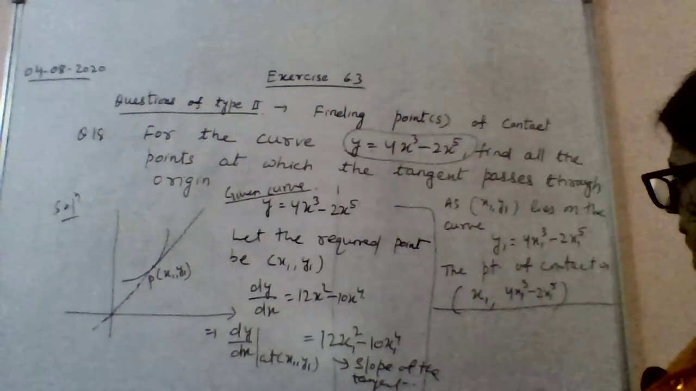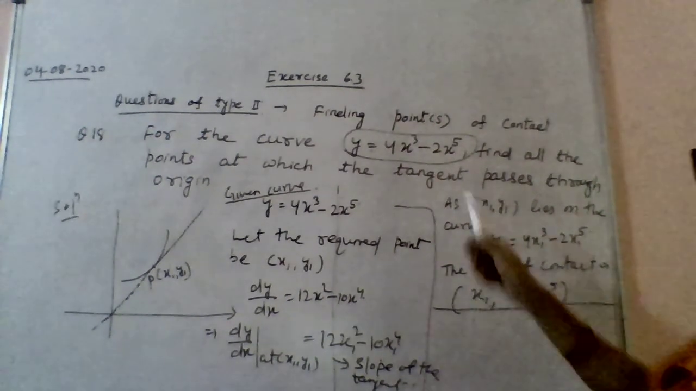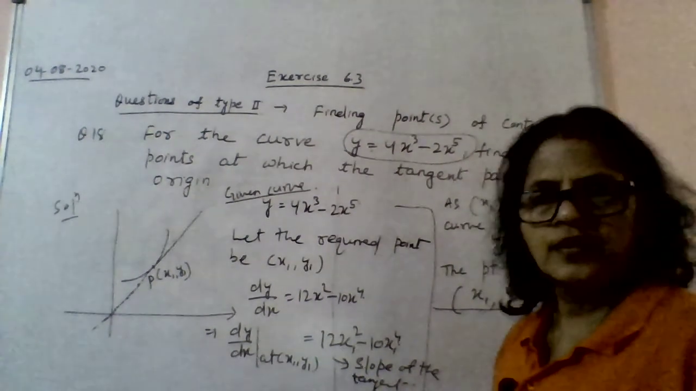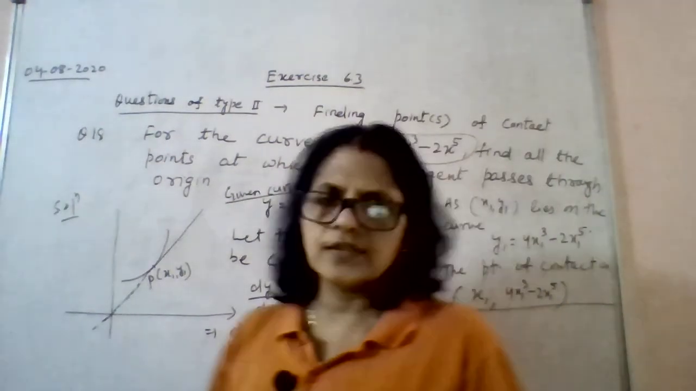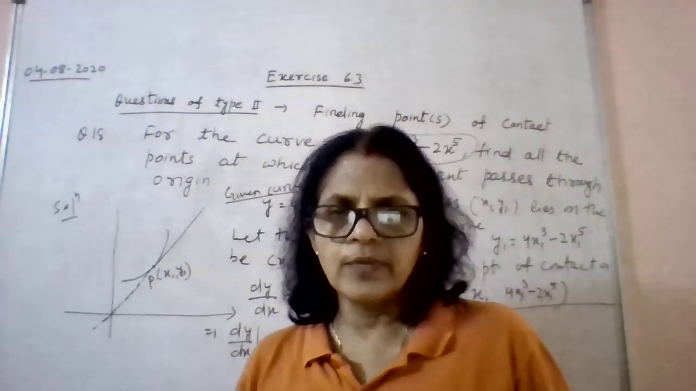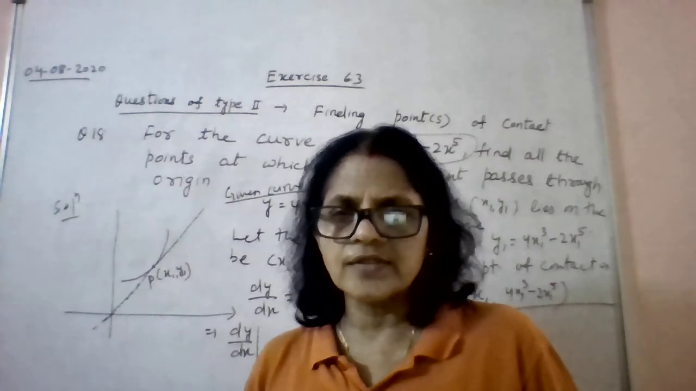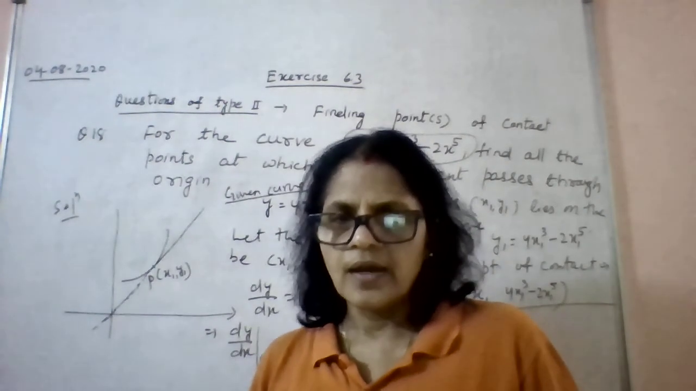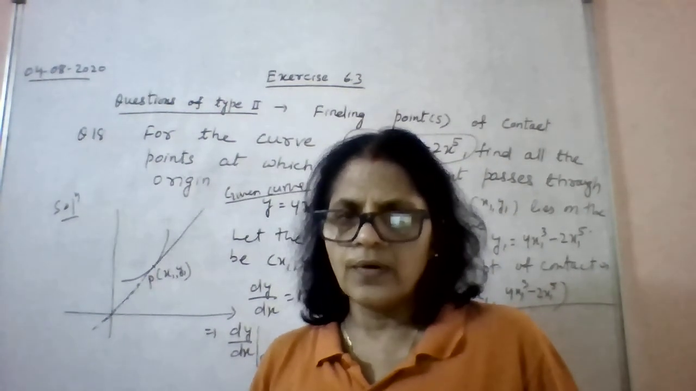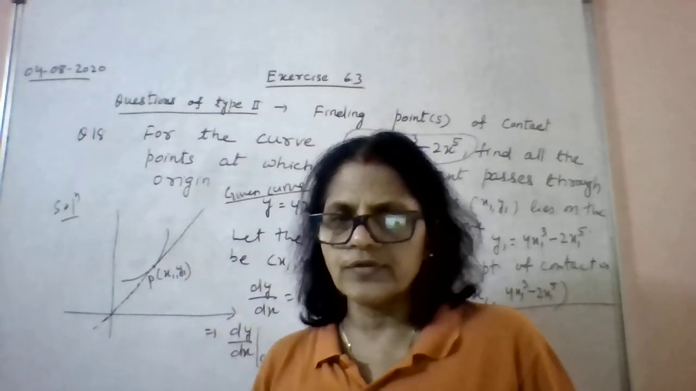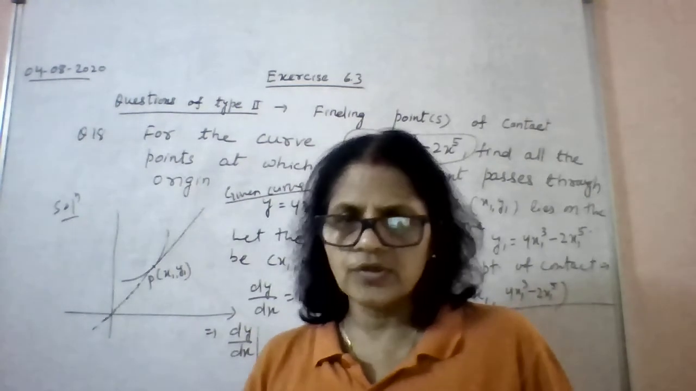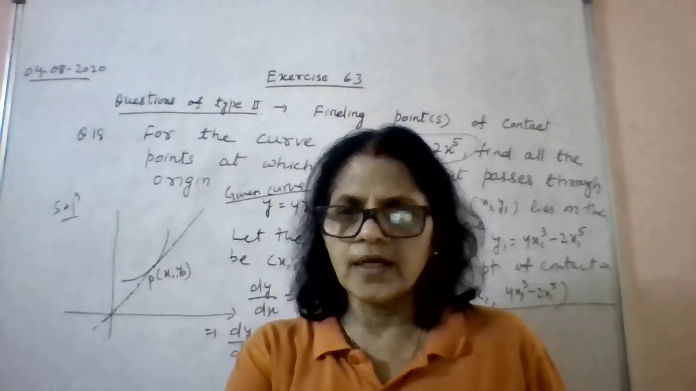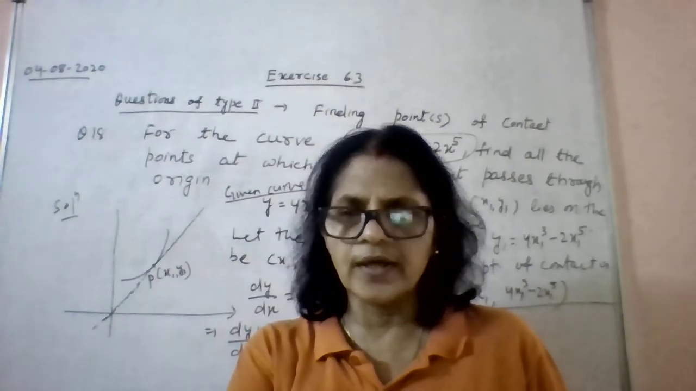So the next step is, we have to see that the tangent passes through the origin. How to know the tangent passes through the origin? For that we need the equation of the tangent, and 0, 0, the origin, x equal to 0, y equal to 0, should satisfy the equation of the tangent. So let's get the equation of the tangent.